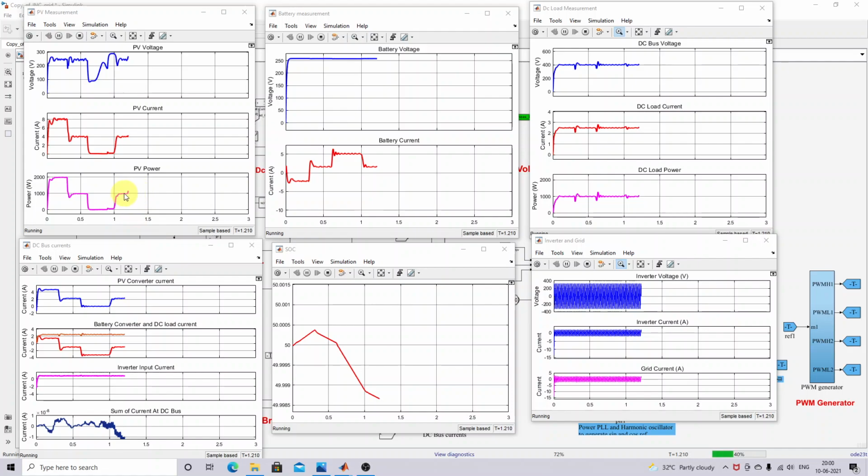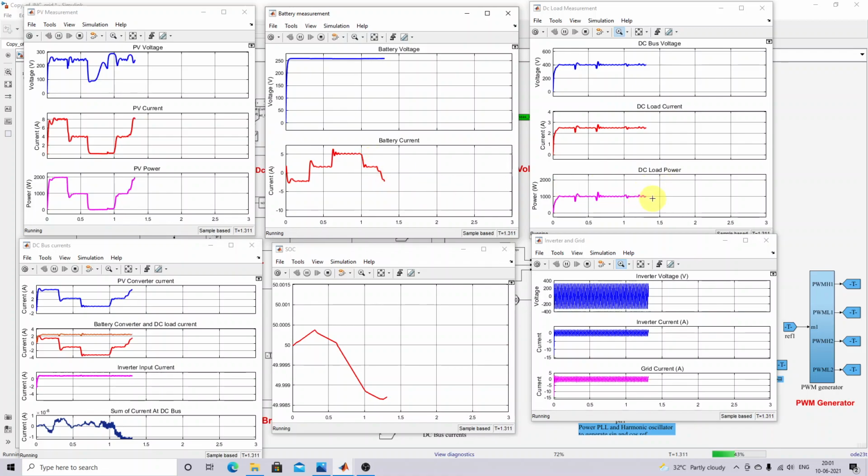Now you can see that after 1.2 seconds the irradiation changes from 500 to 1000 watts per meter square. Because of that, what happened to the PV power? The PV power is increasing now. After some time it is going to settle at 2000 watts. Because of increasing PV power, the battery current goes negative. That means the battery changes mode from discharging to charging mode.